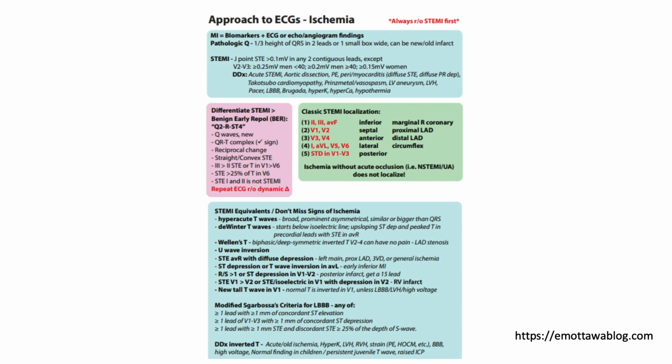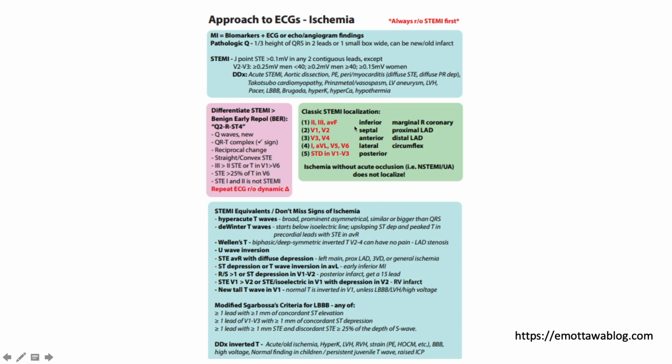Alrighty. Then regarding ischemia, we know we're going to do our biomarkers, so our troponins, our CKMB, and we do the ECG and echo findings. We said a pathological Q wave is going to be 1/3 the height of the QRS in 2 leads or 1 small box wide and can indicate a new or old infarct. Then ST elevation MI means that you have J point elevation more than 0.1 millivolts in any 2 contiguous leads, except V2 to V3 in men, according to these criteria.